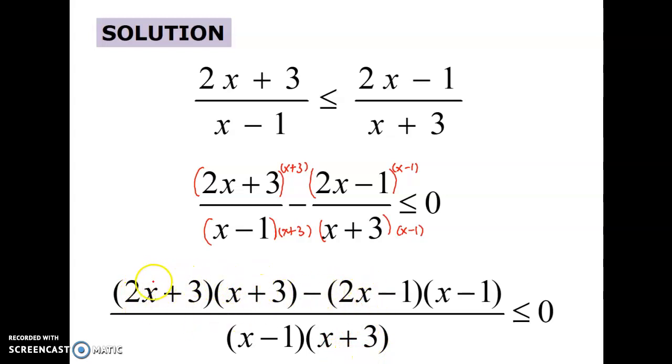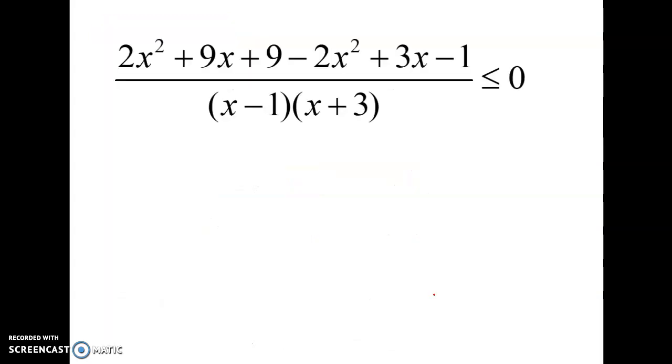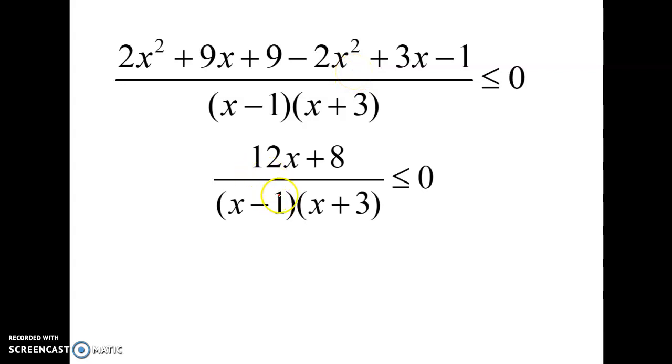Now you can see that to simplify this, I have to expand. Expand this to become a quadratic, and then collect all the like terms together. After expanding, I have this. After that, I collect all the like terms together, and my expression becomes this. So my inequality has now become standard form.